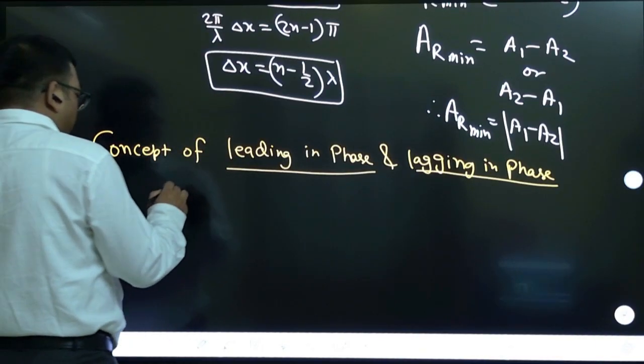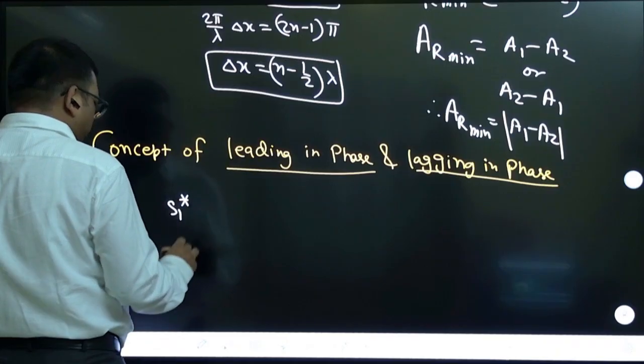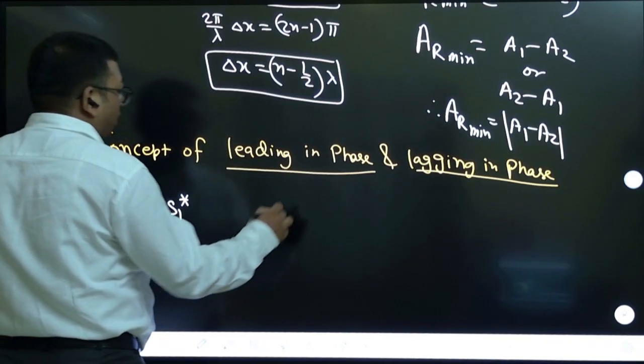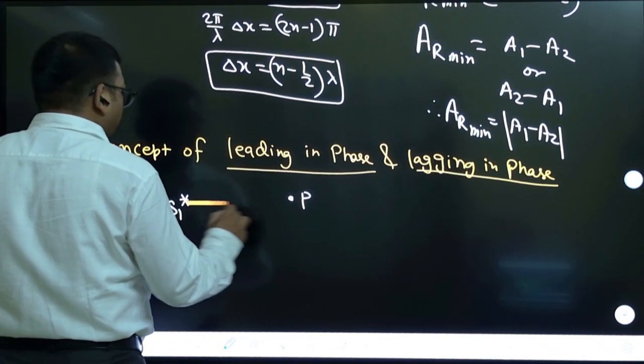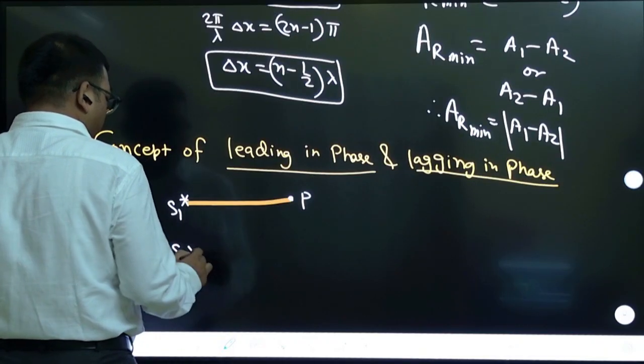So here note that suppose two sources are there, S1 and S2, and we are taking a point P. So this distance from here is S1P and this distance from here is S2P.